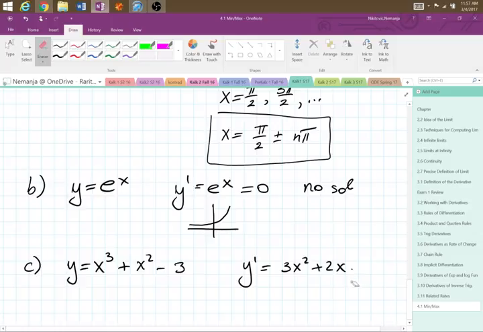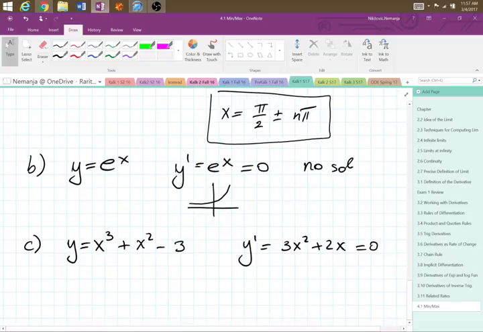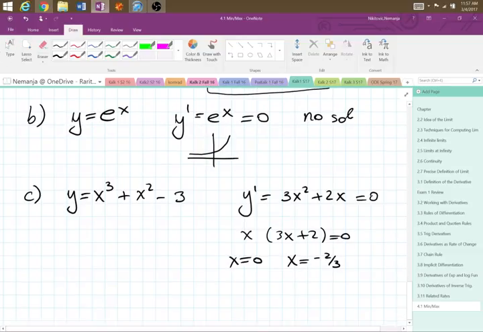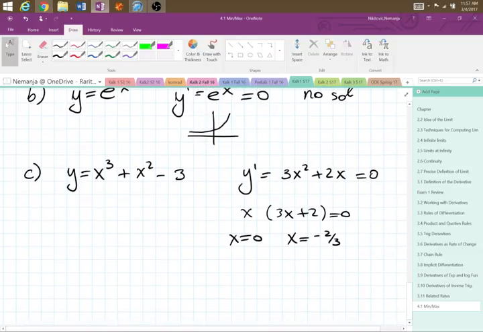Oh yeah, you're right. Equal to 0. And to solve this, we factor out. Remember, we have to factor things. So factor out x. We have 3x plus 2 equals 0. x equals 0 is one of them, and negative 2/3. Very good. So we have two solutions in this case. We'll have a min and a max. Cool? Of course, it's math.